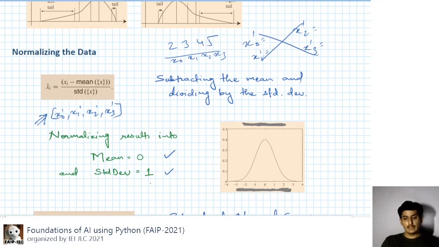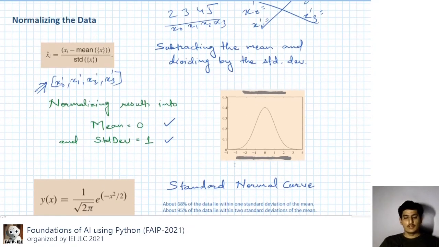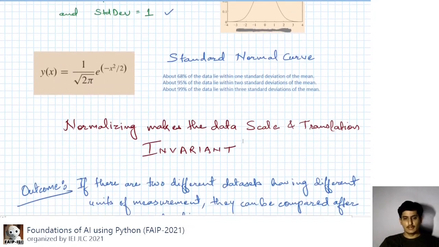And why do we do that? Because after doing this operation, your mean will be at 0 and your standard deviation will be very much standardized around this mean. And what that means is basically, let me take this example. Normalizing makes your data scale and translation invariant.